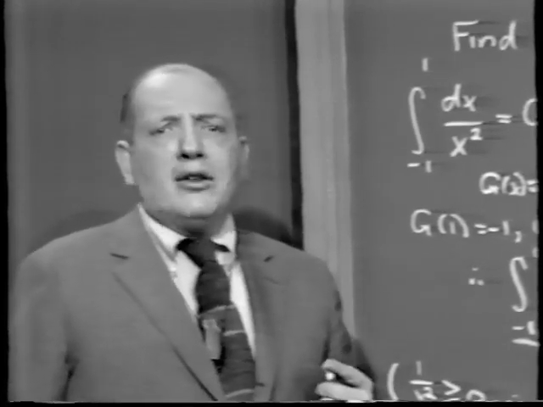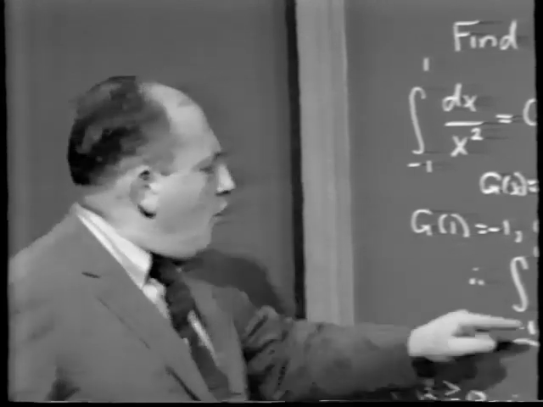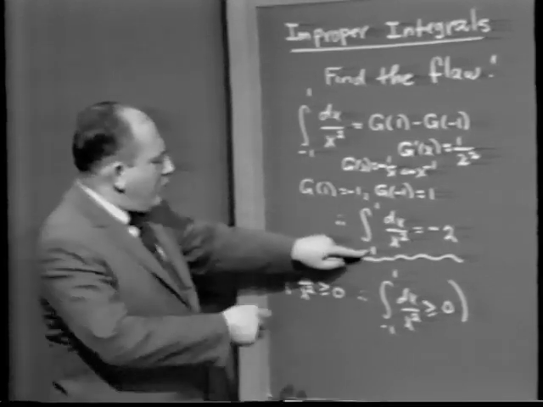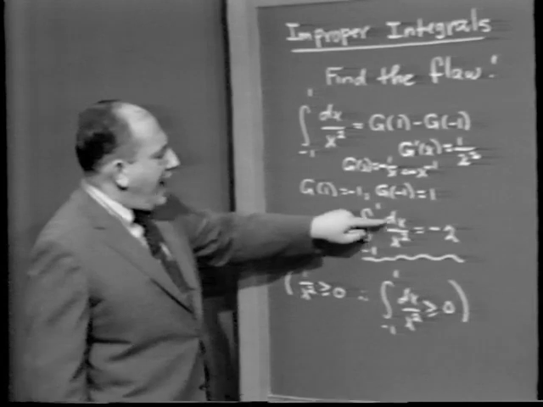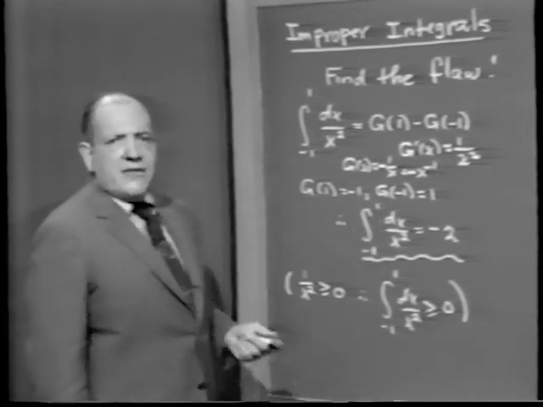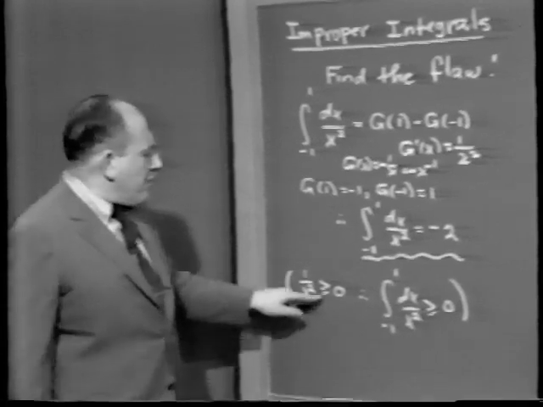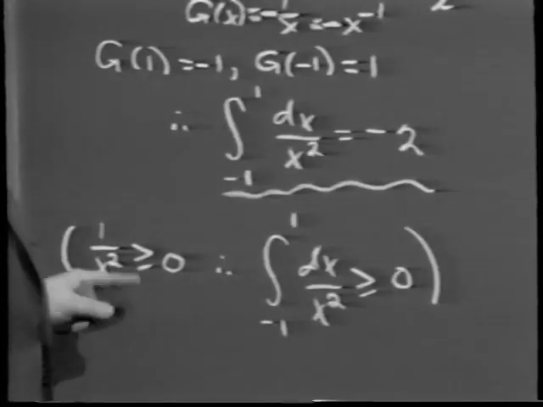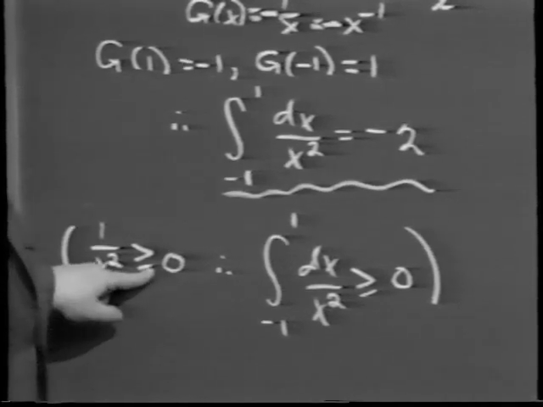let me at least point out why you should be suspicious of a flaw. Remember, we visualize this as an area under a curve. In a way, the base of our region is the closed interval from -1 to 1, and the height of our region at any point is given by 1 over x squared. Well, look at 1 over x squared. Certainly 1 over x squared can't be negative, because for any real number x, its square is non-negative, and 1 over a non-negative number is certainly non-negative.